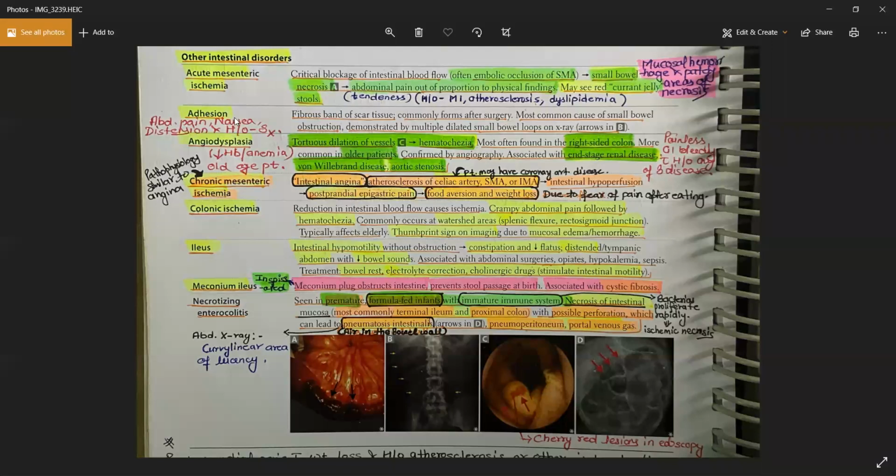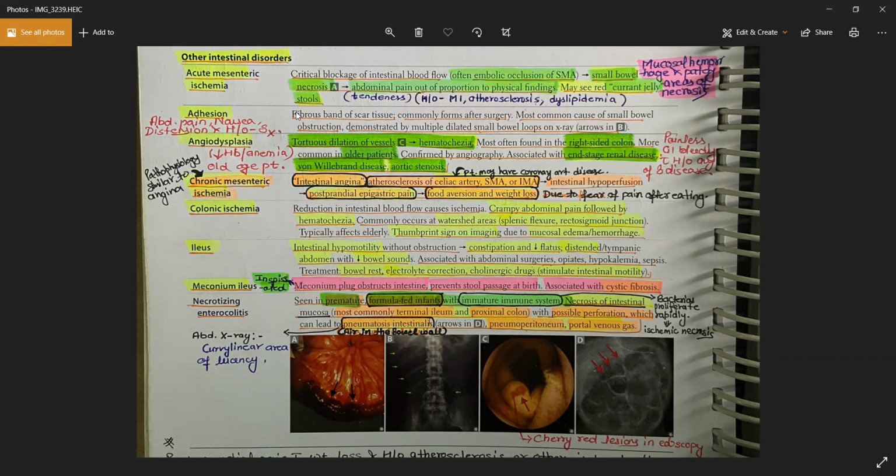Now, the second one is adhesions. Adhesion is basically the formation of scar. Whenever you have transmural inflammation, that can lead to scar formation. Fibrosis can happen, and whenever fibrotic bands form, they can cause obstruction. So it is a formation of fibrotic bands of scar tissue. Most commonly, adhesions happen after surgery. Whenever you do bowel surgery, the healing can lead to scar formation, and that can lead to fibrotic bands that cause obstruction, right?